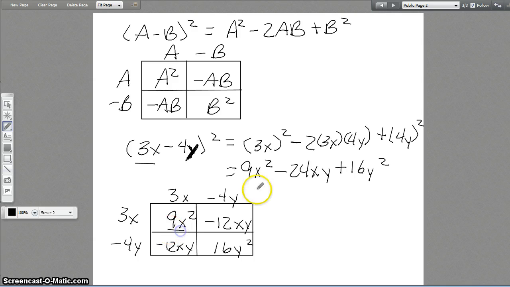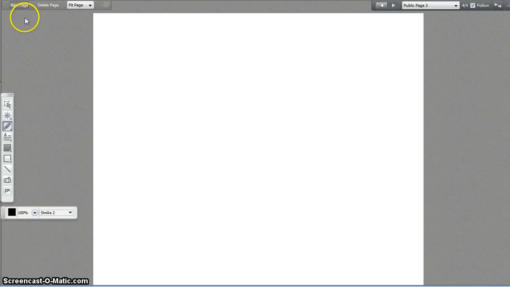You will see our 9x squared term is right here. We have negative 12xy and negative 12xy, that is negative 24xy. And then we have a positive 16y squared, that's what's at the end. Okay, the last pattern, later we'll call it the difference of two squares. Right now we're calling it the product of the sum and difference of two terms.